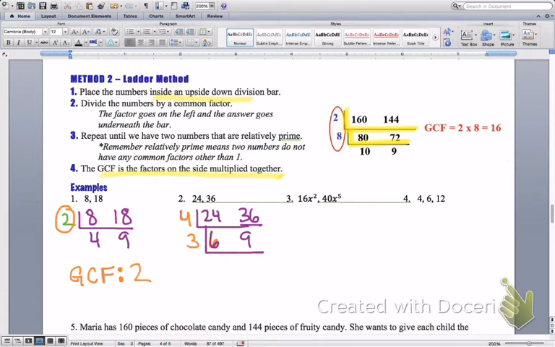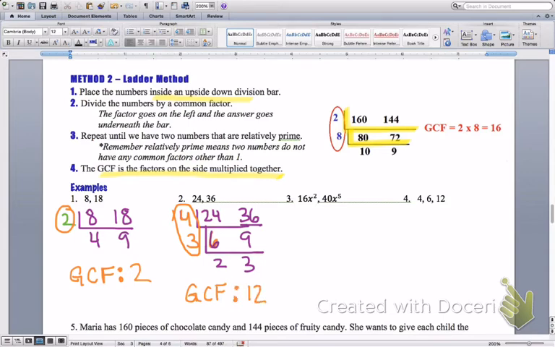And what am I left with when I divide by 3? I'm left with a 2 and a 3. Does anything else divide into 2 and 3? No, because they're prime. So my GCF would be those numbers on the outside, which is this 4 and this 3. So my GCF is just the multiplication of 4 and 3, which is 12.